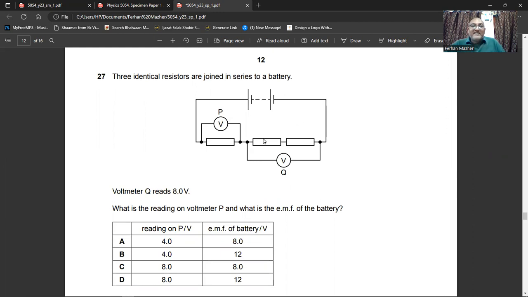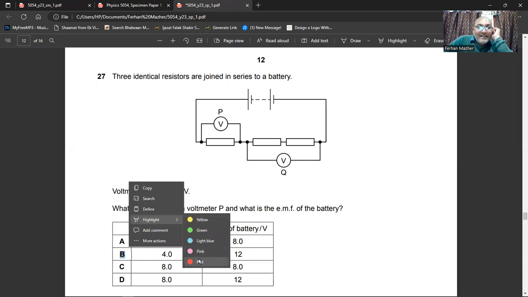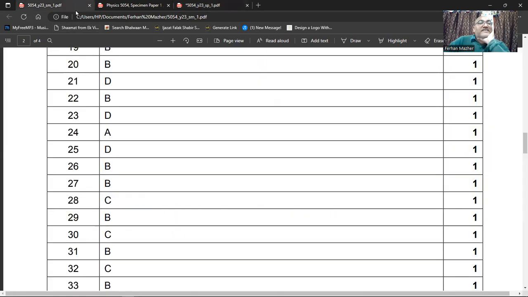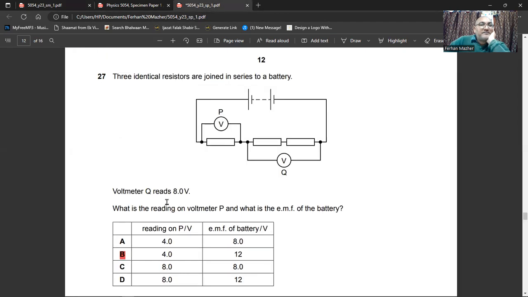It means 4 volt here, 4 volt here, and obviously this will also take 4 volt because they are identical. The reading on the P will also be 4 volt, because Q is telling you the voltage drop across the 2 resistors. If that's totally 8, then it means 4 here, and 4 here. So on the P, the reading will be 4, and the total EMF will be 4 plus 4 plus 4, that is 12. So the EMF will be 12 and the reading on the P will be 4. I think B looks the best option to me. Question 27, B is the right option, sir.